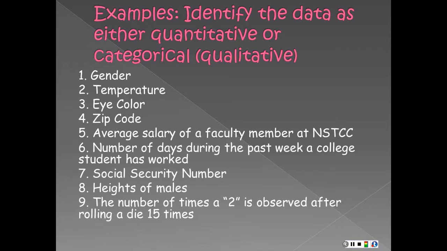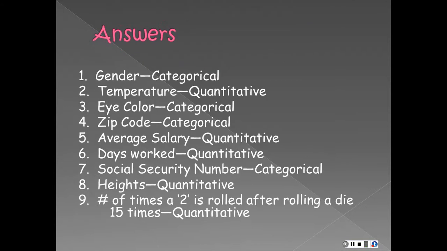Average salary of a faculty member at the college I work at, that is quantitative. Number of days during the past week that a college student has worked, that would also be quantitative. Social Security number, again, it's numbers, but it just represents a person, so it's categorical. Heights of males will be quantitative because height is a measurement. And the number of times a 2 is observed after rolling a die 15 times is quantitative because you're counting how many times a 2 occurs. So there are the answers for those 9.